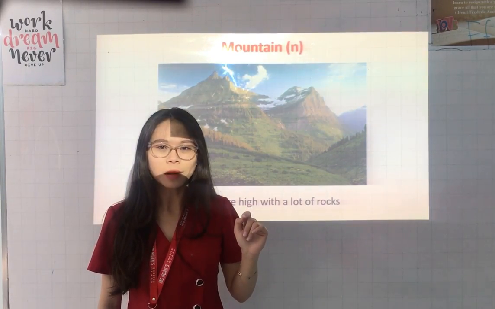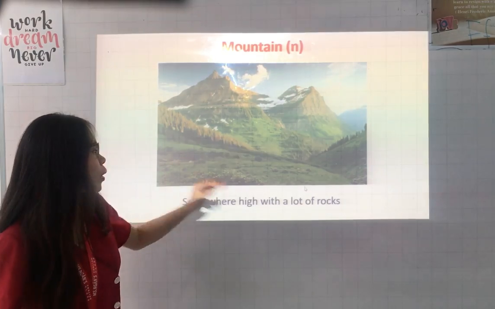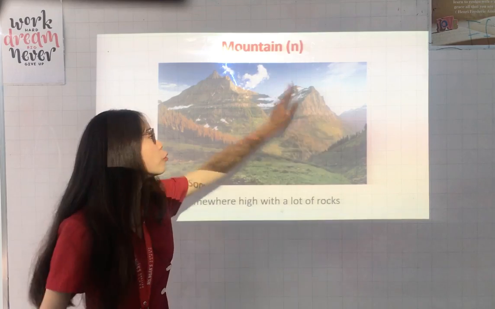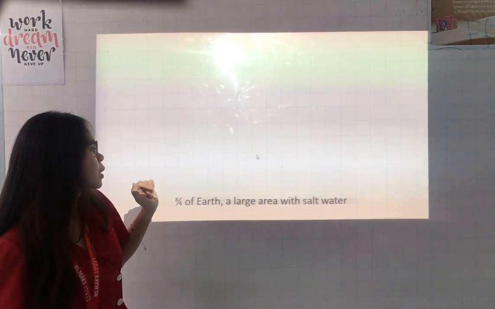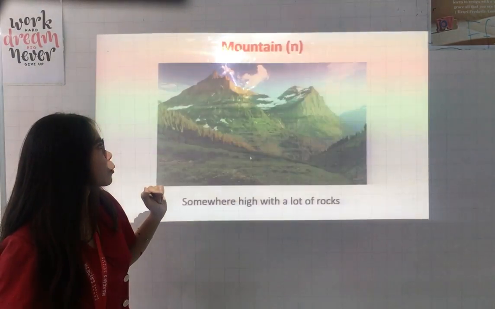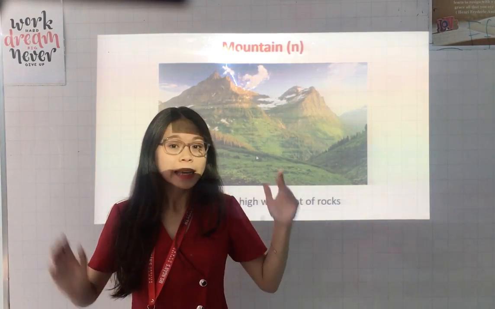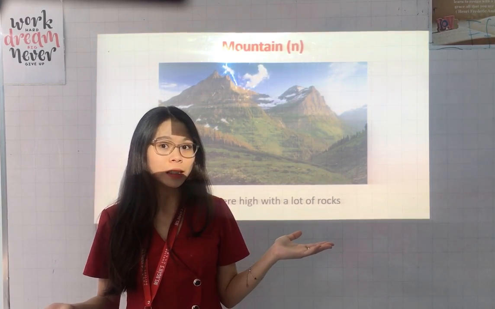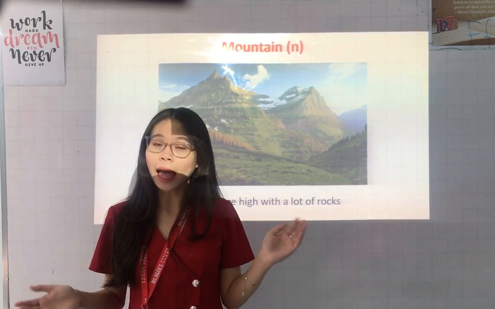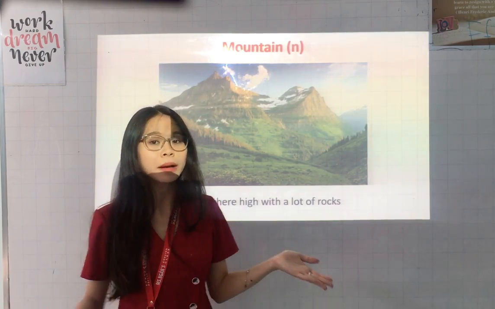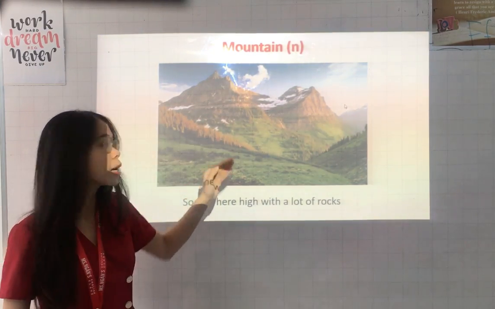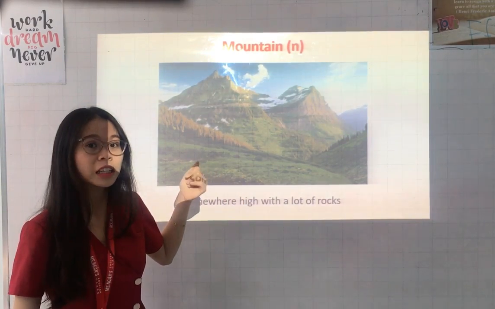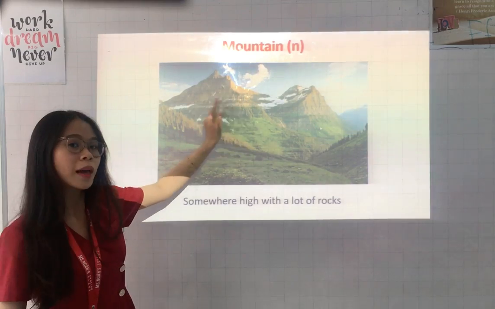Mountain. Okay. Mountain is somewhere high and there are a lot of rocks. There are a lot of rocks here. Okay, so we say mountain. Back to that one. Mountain. So, can you see any animals living in the mountain? Yeah, maybe, right? We can have the tiger living in the mountain. Even the birds, like the eagles, living in the mountains. Okay.